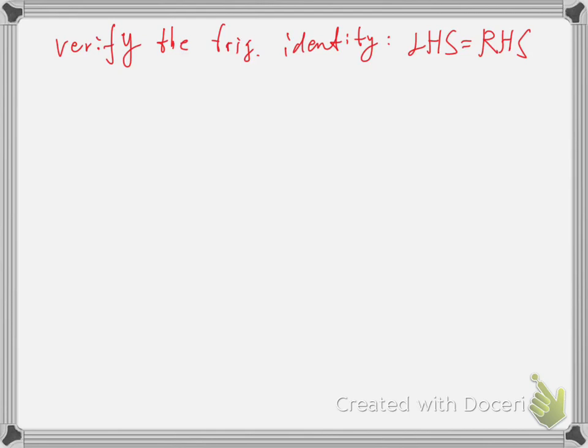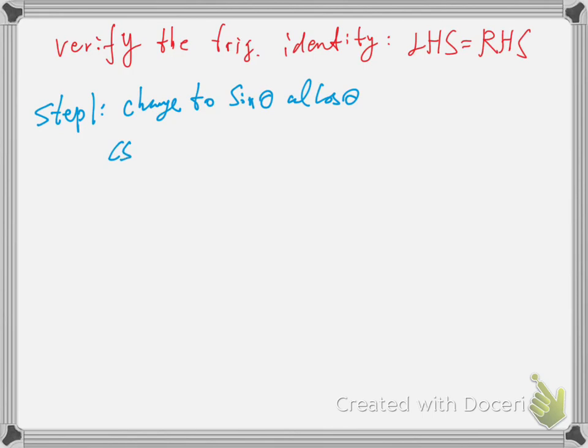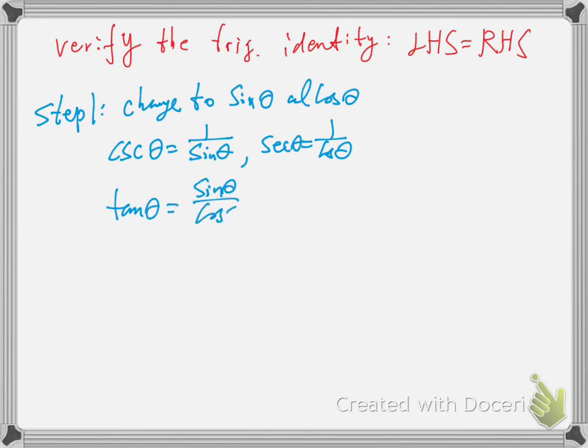Now let's write down step 1 and step 2 for the trig identity. What's step 1? Step 1, we change everybody to sine and cosine. If you have cosecant, that's 1 over sine. If you have secant, that's 1 over cosine. If you have tangent, this is sine over cosine. And if you have cotangent, this is cosine over sine.